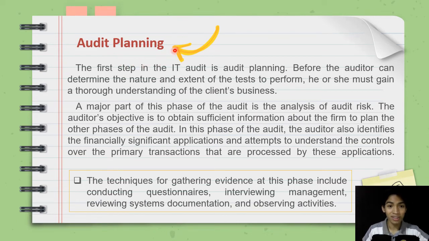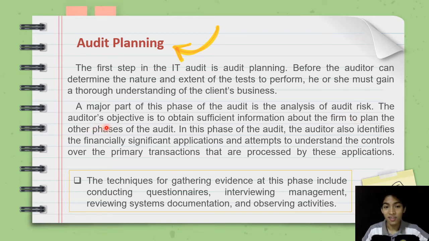Starting off with the audit planning. Now, the first step in the IT audit is audit planning. Before the auditor can determine the nature and extent of tests to perform, he or she must gain a thorough understanding of the client's business. A major part of this phase of the audit is the analysis of audit risk.